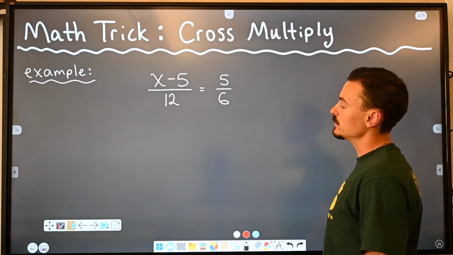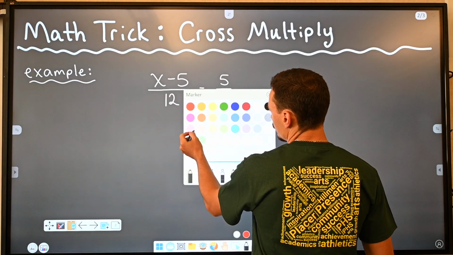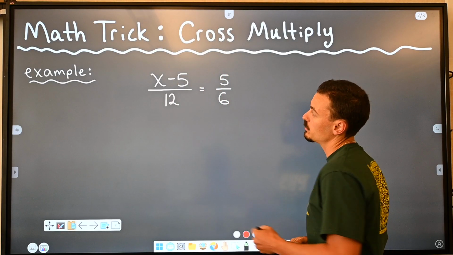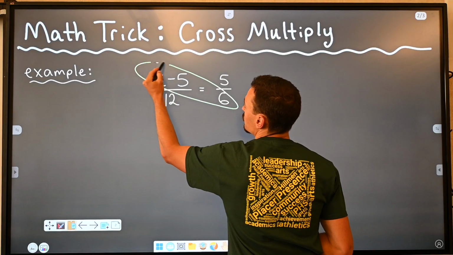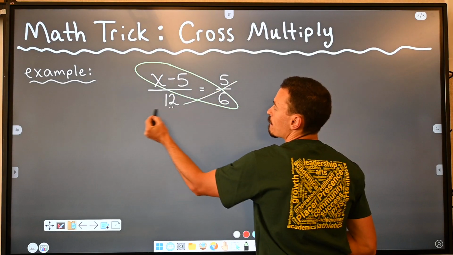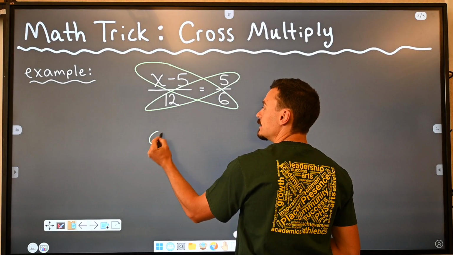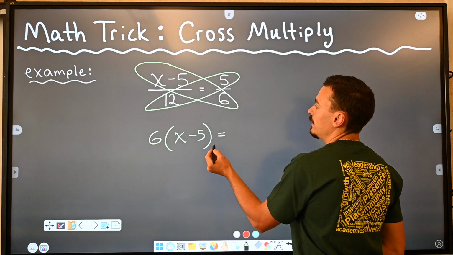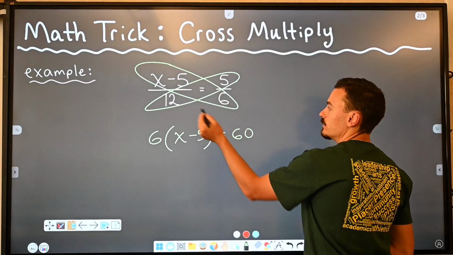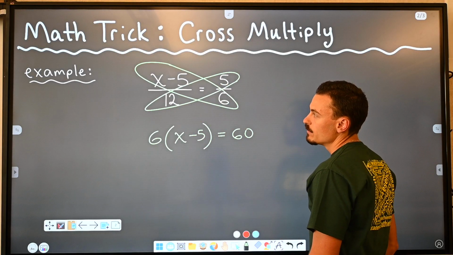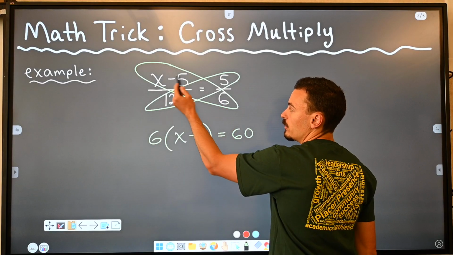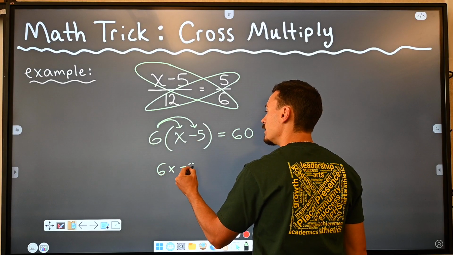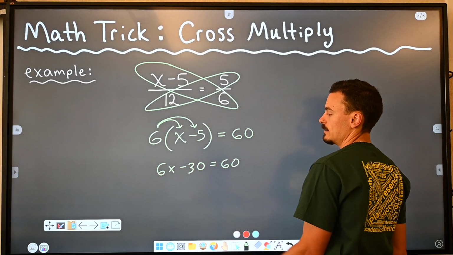Okay, a lot of people struggle with these ones. Let's say you have x minus 5 over 12 equals 5 over 6. So we have to cross multiply here. When you cross multiply with 2 terms like this, we should be doing 6 times x minus 5. So that's what it would look like mathematically. And then that equals 60, because of the 12 times 5. In other words, we need to distribute the 6 to both terms. A lot of people make a small math error there. So it should be 6x minus 30 equals 60.